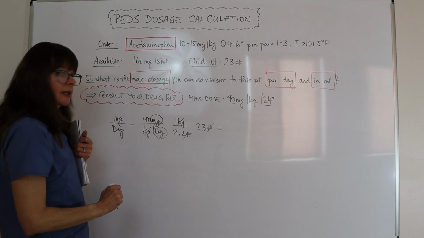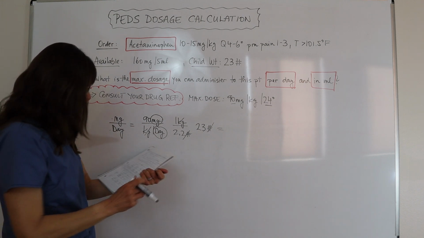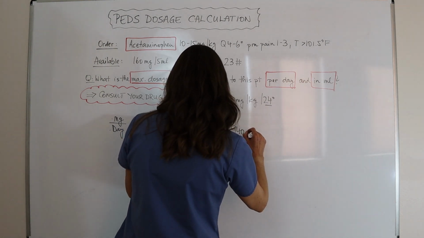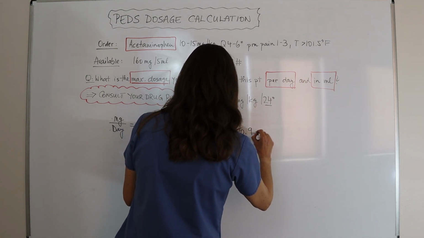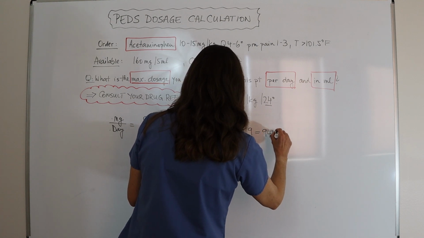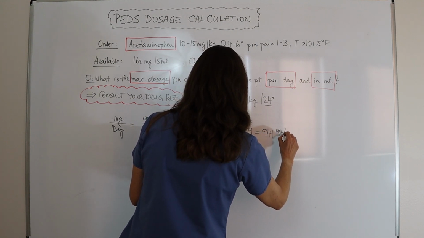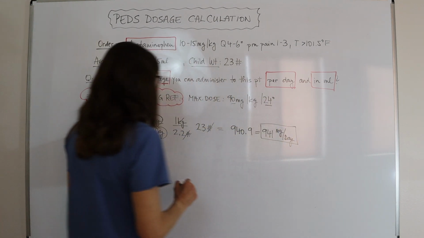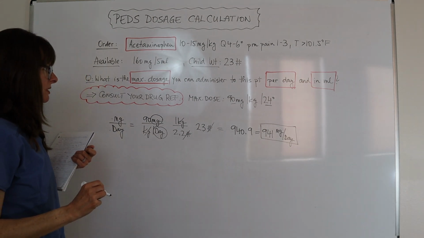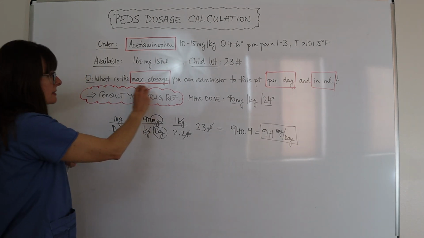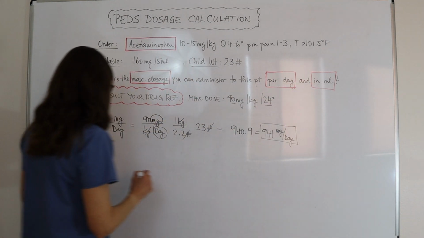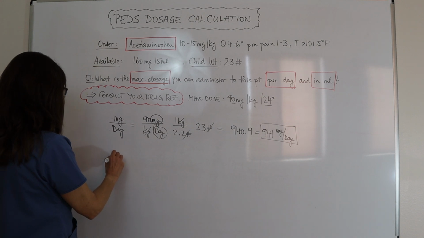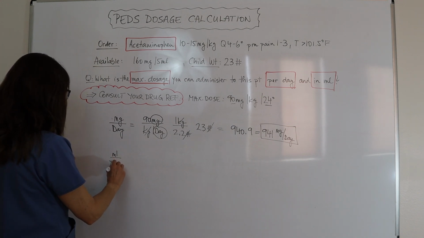And then I'll just go ahead and calculate my numbers. And this particular one comes out to 940.9, which in this case we'll go ahead and round up to 941 milligrams per day. So that should be the maximum dosage in milligrams that the patient receives. But the question also asked us to calculate it in milliliters. So now we'll just go ahead, and instead of milligrams per day, we'll just look for milliliters per day.